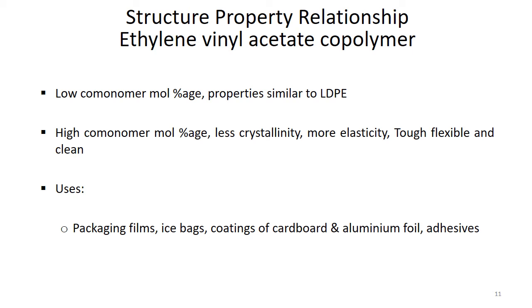The ester moiety increases the chemical activity of these polymers relative to purely hydrocarbon variants of polyethylene. It is obvious that polyethylenes don't have any functional groups, but in ethylene vinyl acetate copolymer, this type of comonomer increases the reactivity of the polymer. In addition, it can be used as packaging films such as ice packs, or coatings of cardboard or aluminium foil. We can also make extensive use of ethylene vinyl acetate copolymers in adhesives.